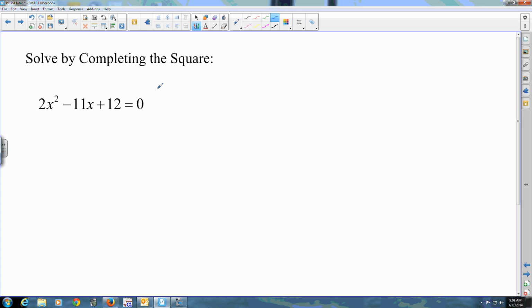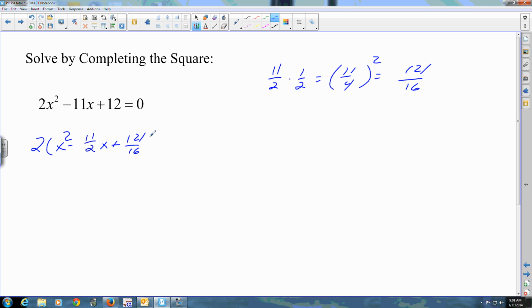I'm not suggesting this is going to be the easiest method for you to use, but it's still a method to just review. So you've got 2. You have to factor the 2 out of the first two terms. You have to take half of that. So 11 halves times a half is 11 fourths. Then you have to square this. So that's 121 sixteenths. So I'm going to add 121 sixteenths. I'm going to subtract 121 sixteenths times 2 plus 12.